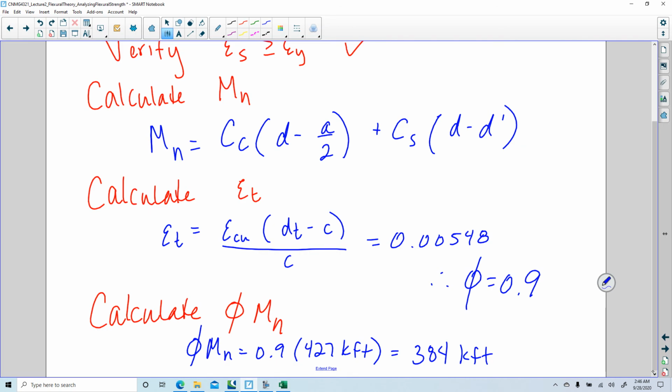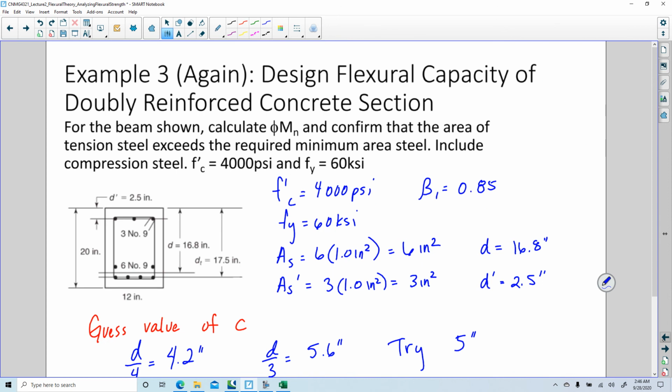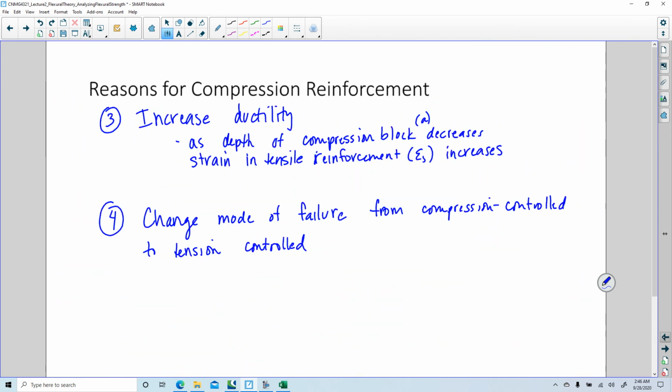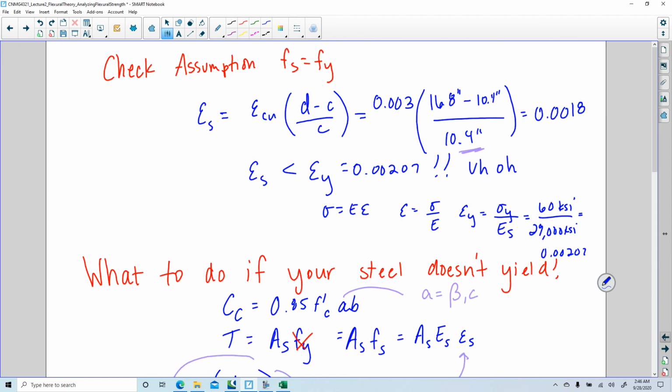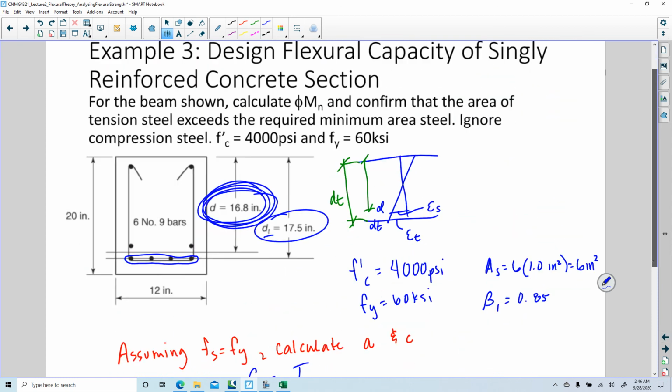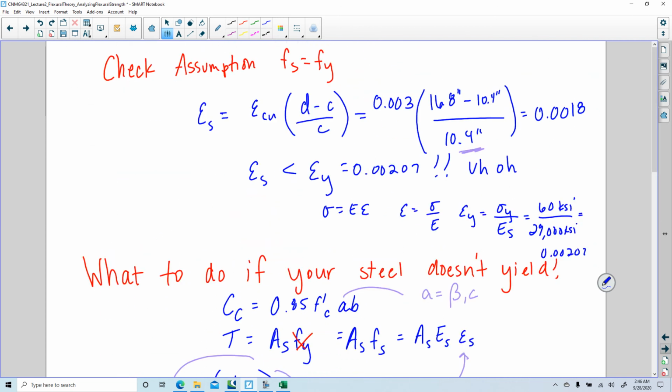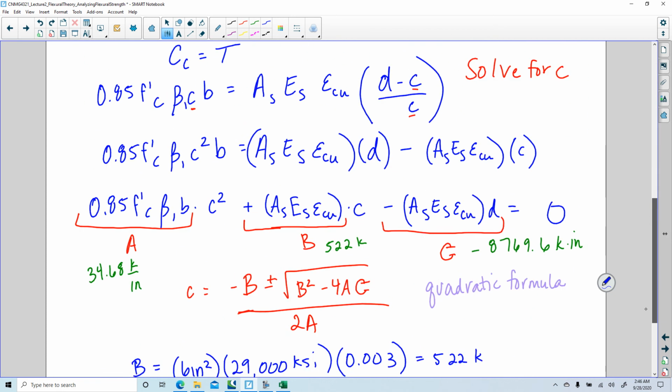So that's an example using compression reinforcement. What I want to do now, this was example 3. If I go back to the example without taking into account the compression reinforcement, this was the awful one that we did the other day. My steel doesn't yield. So that's not good.